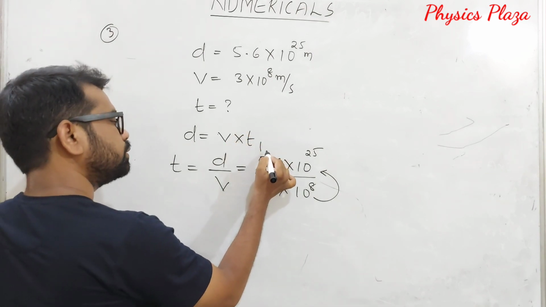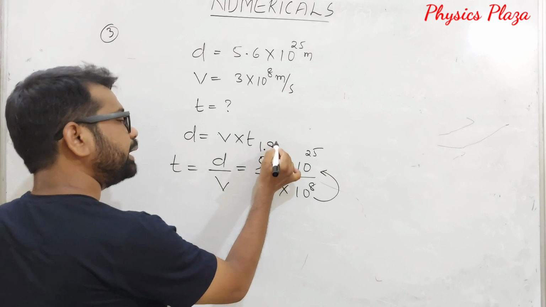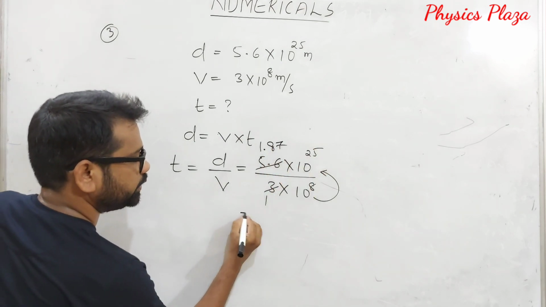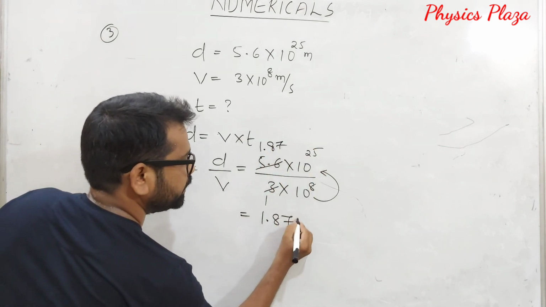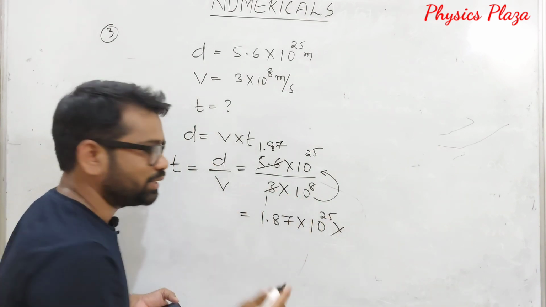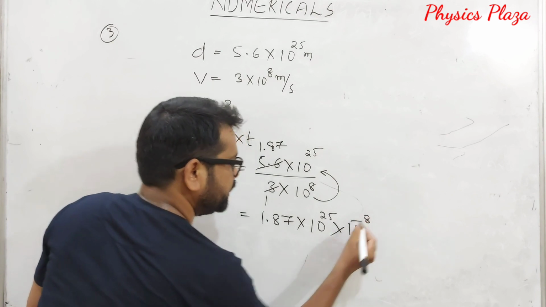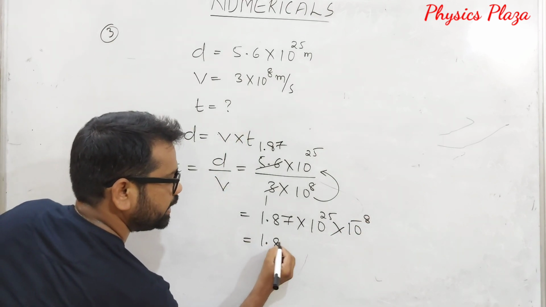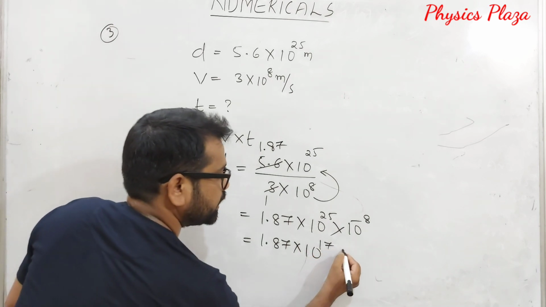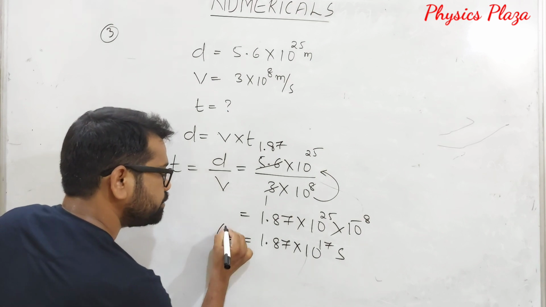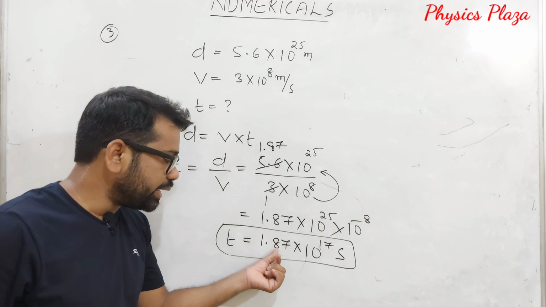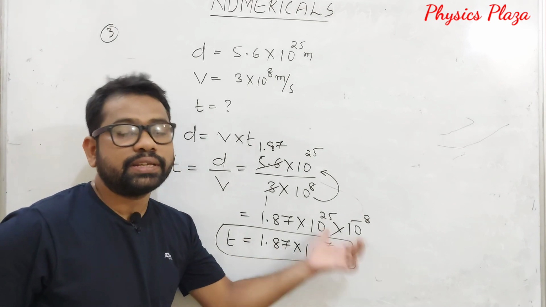Then we get approximately 1.87. So this is 1.87 into 10 power 25 into, this will become 10 power minus 8. So it is 10 power minus 8. So it is 1.87 into 10 to the power of 17 seconds. So this is the time taken by the light to reach. So t is equal to 1.87 into 10 to the power of 17 seconds.